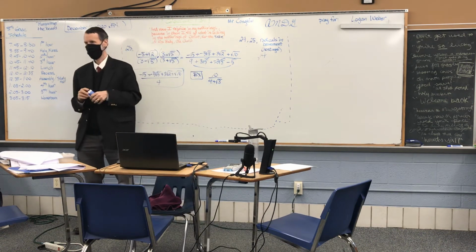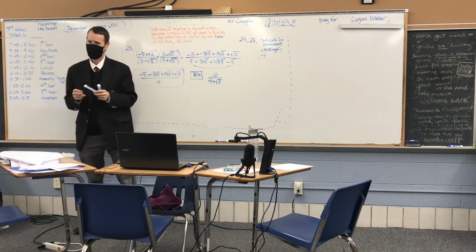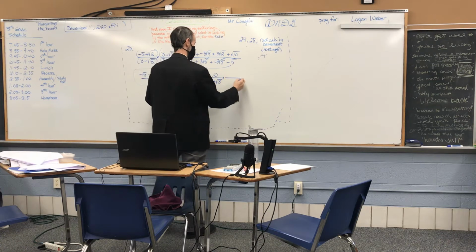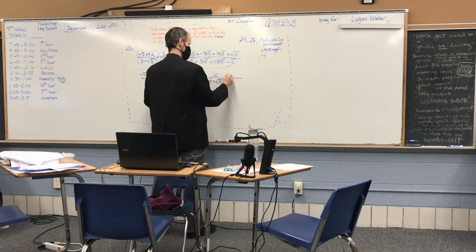Tell me how to do that. Okay, Cece, take this one. So you would multiply by the conjugate on top and the bottom. Right, what would that be? 4 minus radical 3. Good.